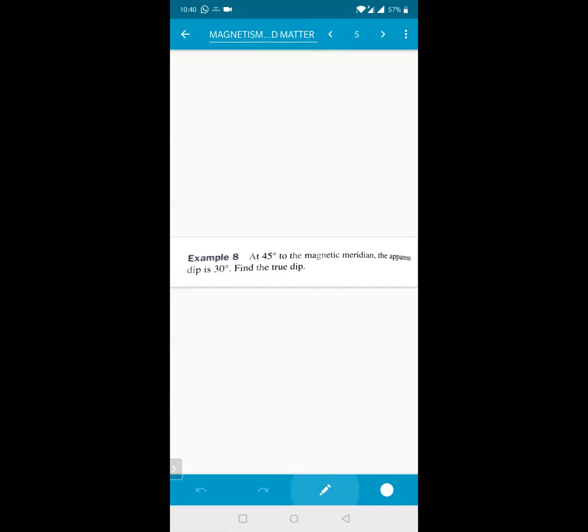Serious question, beta. At 45 degrees to the magnetic meridian, the apparent dip is 30 degrees. Find the true dip. Regarding true dip angles, vertical angles, it will take a lot of time for us. Phi is representing the true dip, beta.